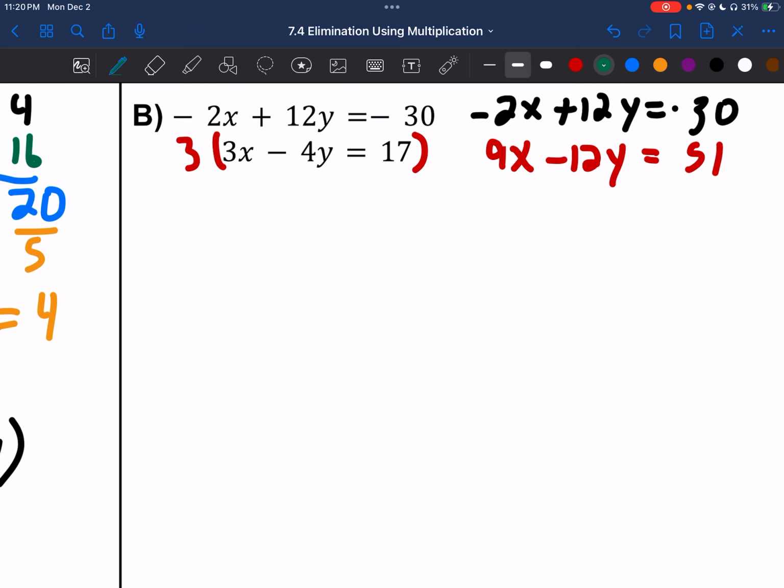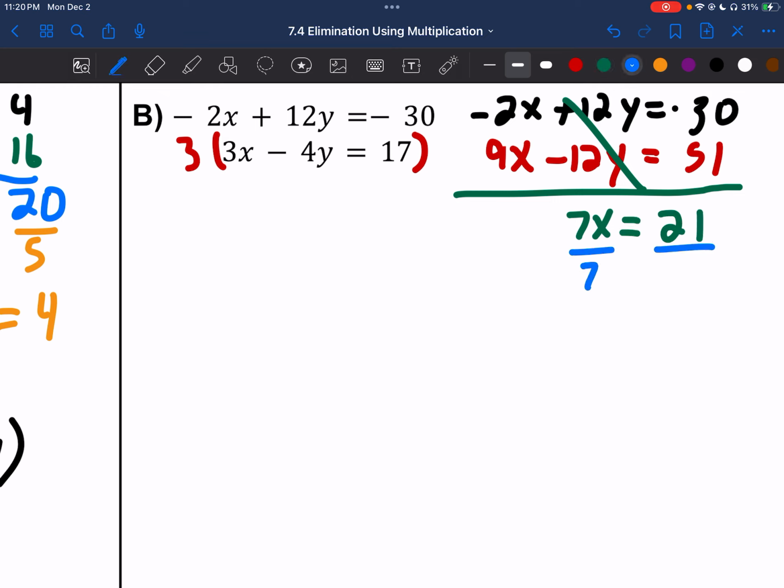Okay, now we add these two equations together. My 12y and negative 12y cancel out. Negative 2x plus 9x is 7x. Negative 30 plus 51 is 21, which we divide both sides by 7, and x is equal to 3.